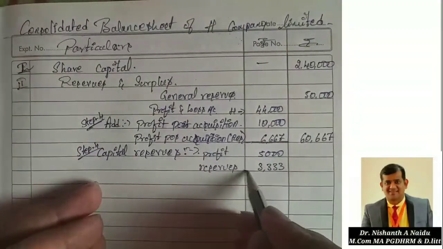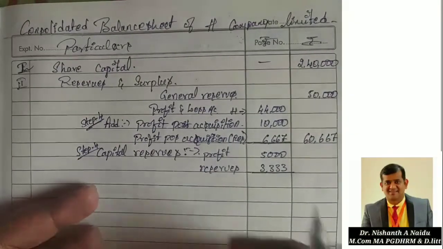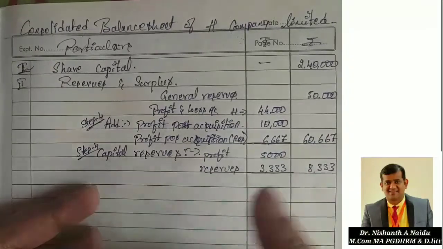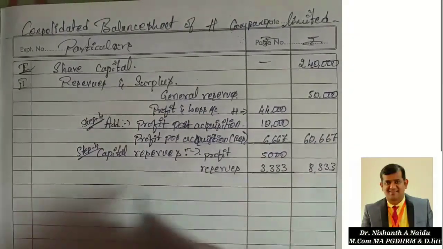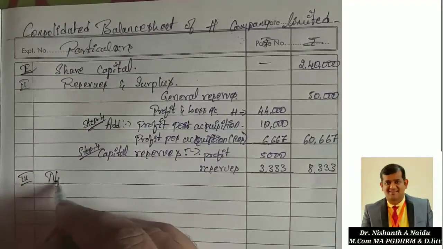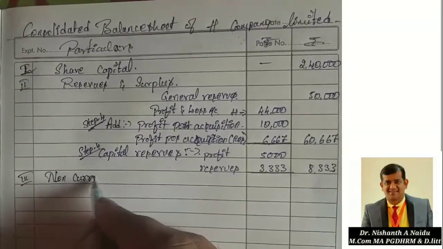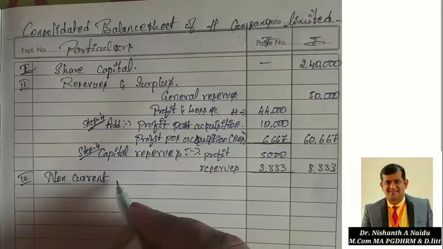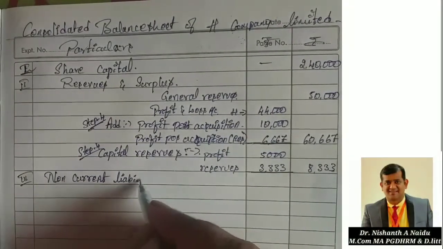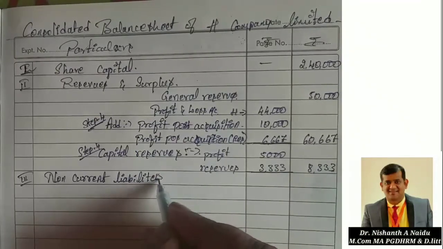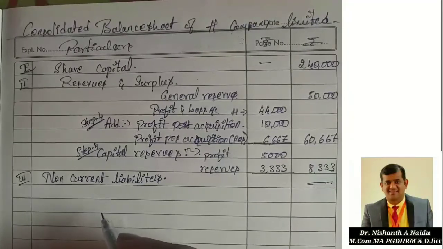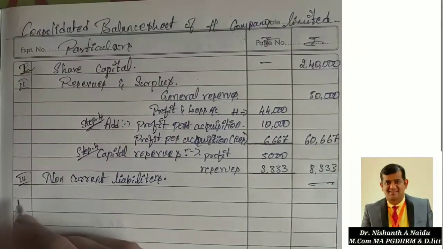3,333. Okay, so total it, put it to outer column. Step number 4. 8,333 rupees. Okay, so after this third step, we have to take non-current liabilities. If you have any long-term loan and all that, you need to take. So there are no long-term liabilities here. So non-current liabilities, I'm just marking it as nil.